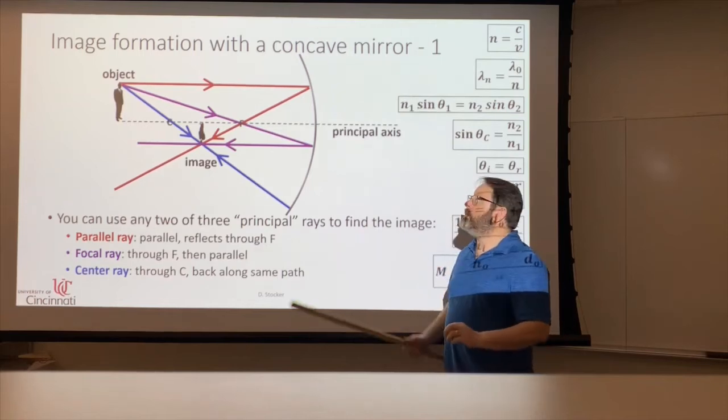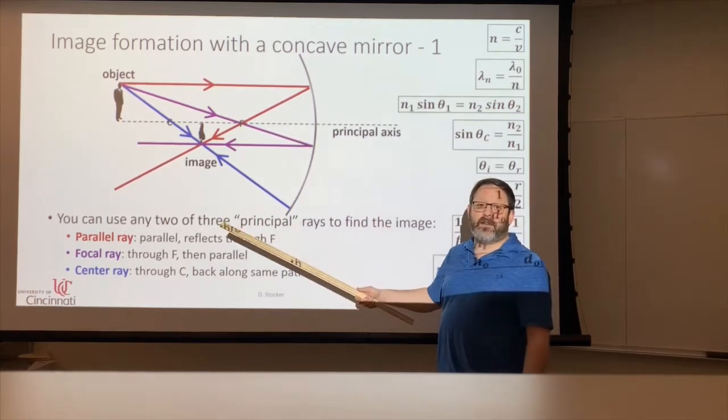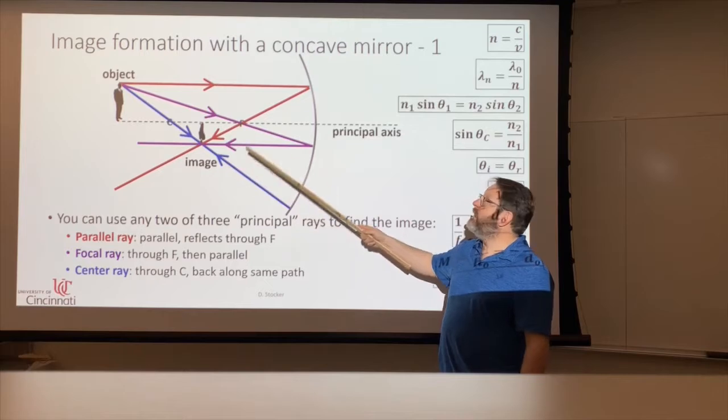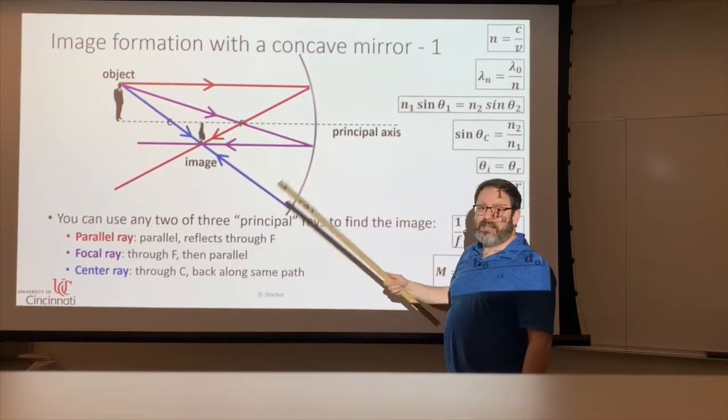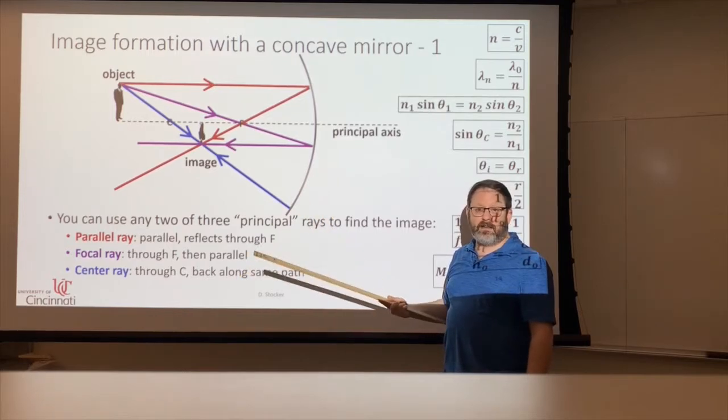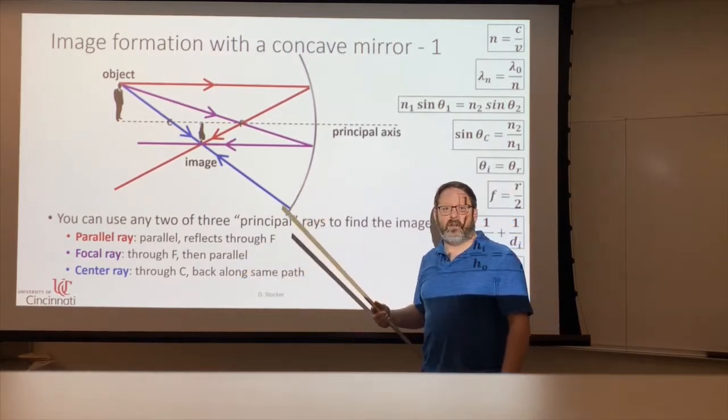In this video, I want to show you how to use ray tracing to figure out where an image is. Now we're going to do it with a concave mirror. It's actually the same procedure no matter whether we're doing a concave mirror, convex mirror, or a lens.